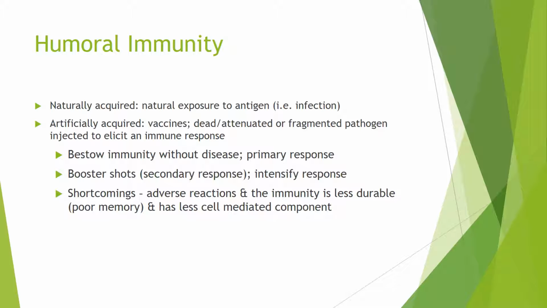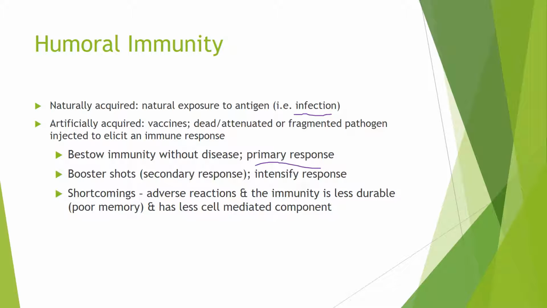With our humoral immunity, which again involves our antibodies, there are different ways we can acquire them. Naturally would be one example, and this is natural exposure to the antigen, like due to infection. Also passed down maternally, we'll get that as well. Artificially acquired immunity requires vaccines, and these are either dead or attenuated or fragmented pathogens that are injected to elicit some type of response. And so we'll have immunity without the disease.